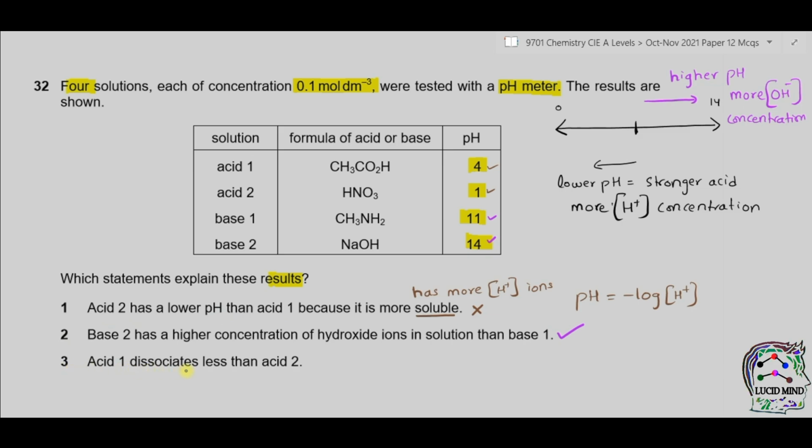Part 3, acid 1 dissociates less than acid 2. As we can see, the pH of acid 1 is greater than acid 2, and acid 2 is a strong acid, it is nitric acid, while acetic acid is comparatively a weak acid. A strong acid is one that dissociates fully, while a weak acid is one that dissociates partially or less. Options 2 and 3 are correct, therefore the answer is C.